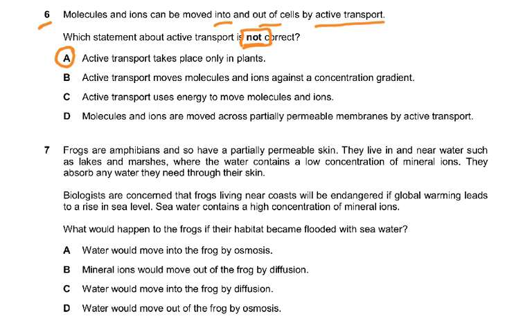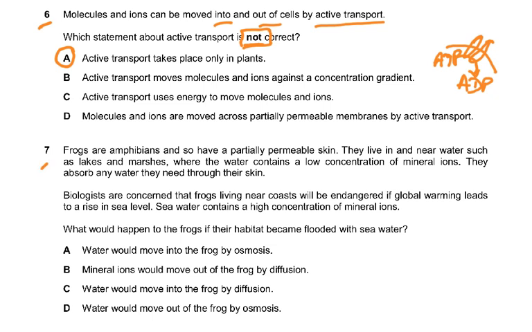They were the ones which you were not going to circle, and the one which was not correct is the statement about active transport itself. Active transport uses energy to move molecules and ions. Yes, that's correct. And molecules and ions are moved across partially permeable membranes by active transport because the cell membrane has to have a channel protein for it. And the channel protein has a site where ATP binds to it. ATP is the energy molecule and converts to ADP, and the energy is given for this active transport.